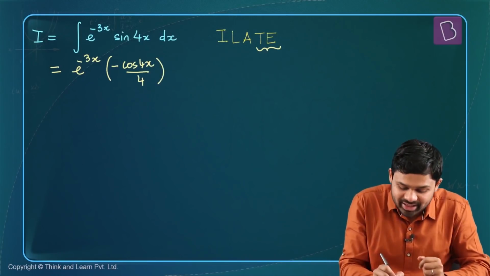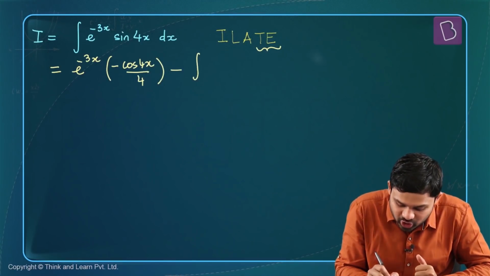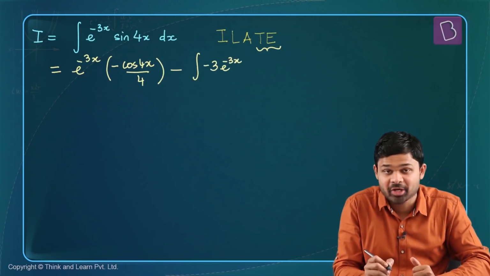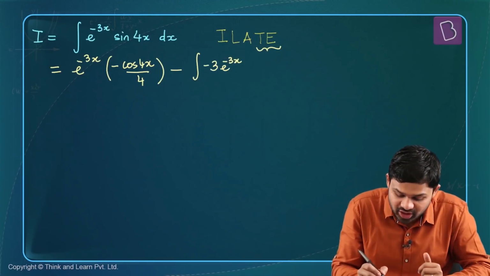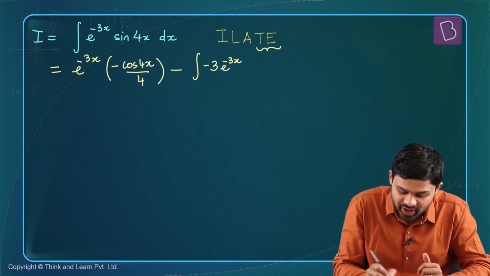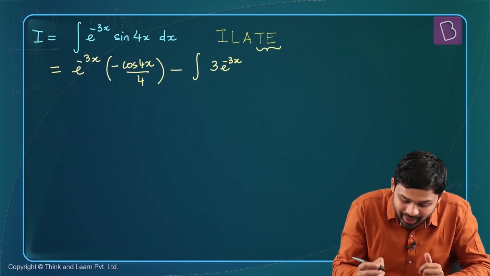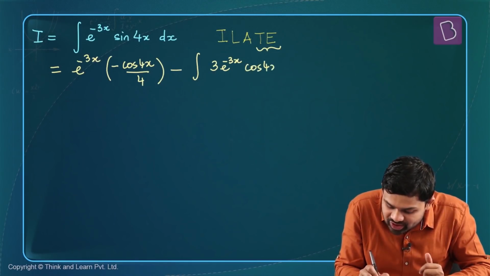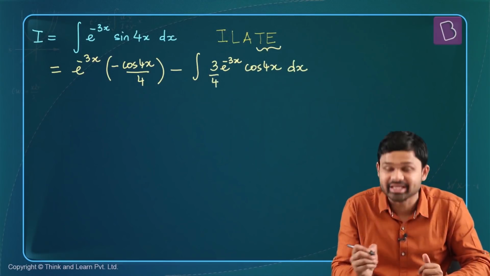Correct? Minus the integral of the differential of the first function, that's going to be negative 3 e raised to negative 3x multiplied by the integral of the second function. Well, the integral is a minus cos 4x, so I'm going to make this a plus, but there's a minus, so overall we are still going to get a minus. So that's going to be 3 e raised to minus 3x multiplied by cos 4x divided by 4. I'm going to keep the 4 here, and this has a dx now.